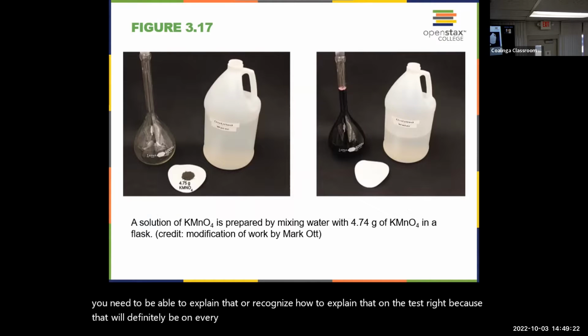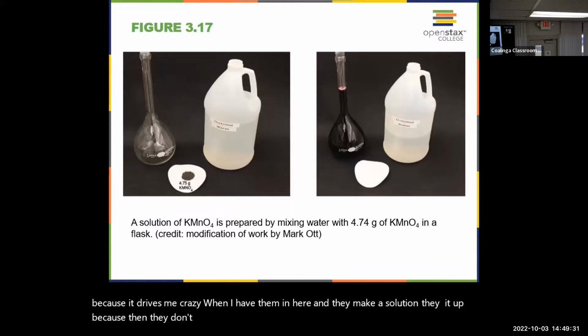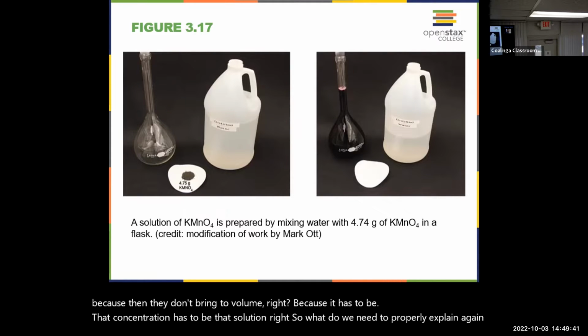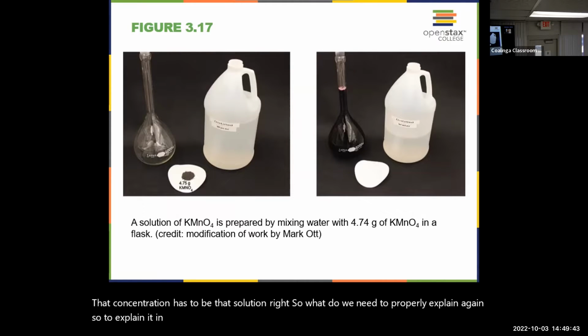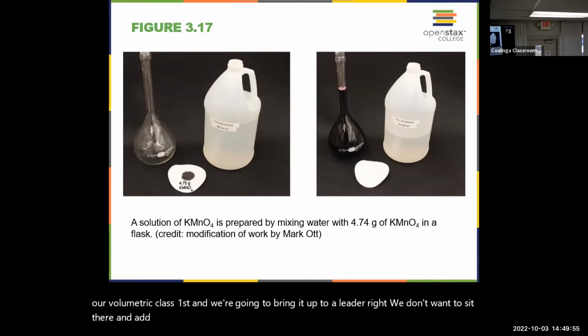That is the one thing that every one of my students will learn, because it drives me crazy when they make a solution and get it wrong by not bringing it to volume. It has to be that concentration. So what do we need to properly explain again? To explain it in detail, we have the weighed product, we put that into our volumetric flask first, and we bring it up to a liter. We don't want to add a liter of water and then add it to the powder.